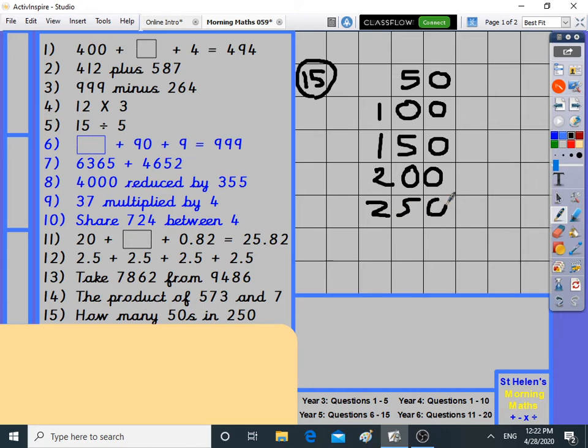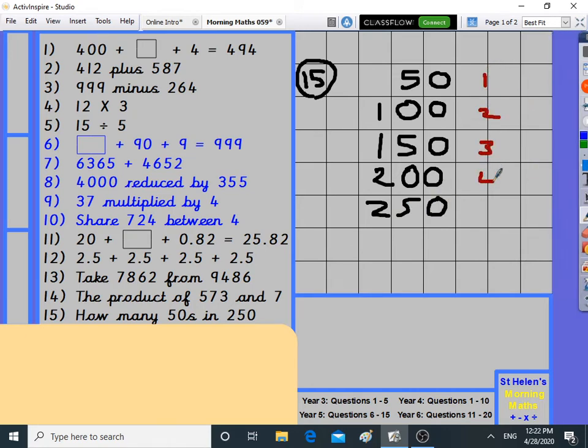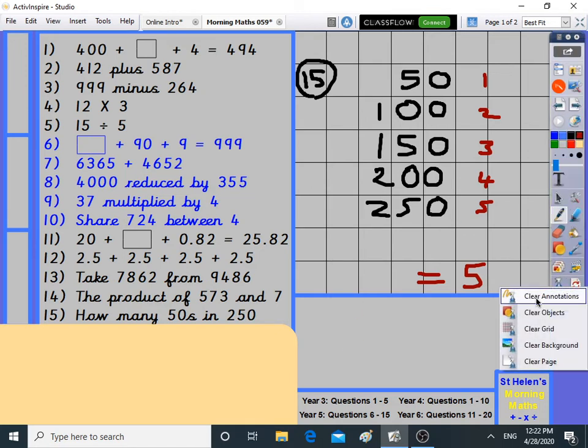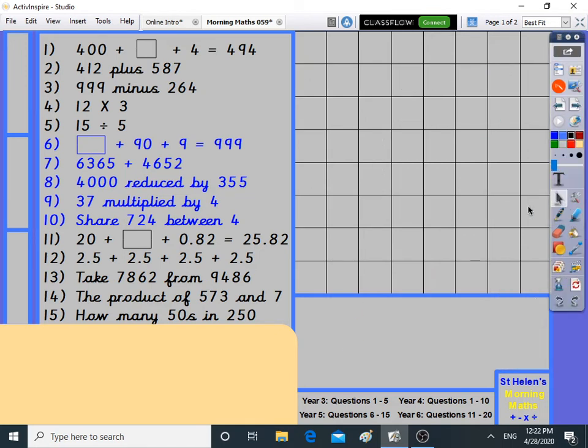So how many 50s were in 250? 1, 2, 3, 4, 5. There is 5 there. So the answer is 5. How many 50s in 250? The answer is 5. Pause if you need to copy. We'll move on to the year 6 work.